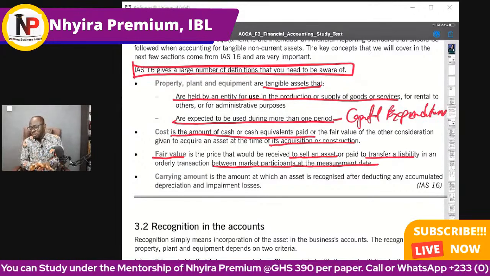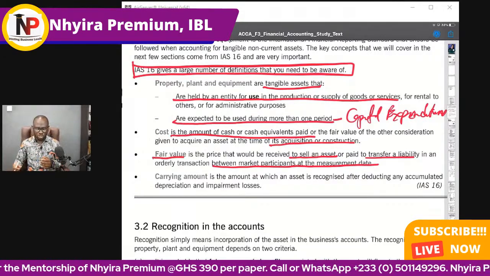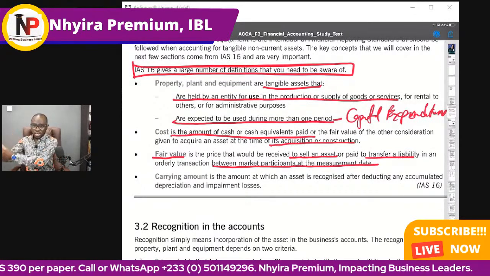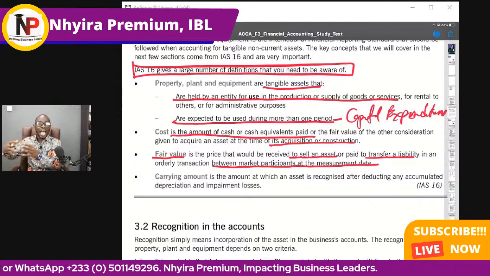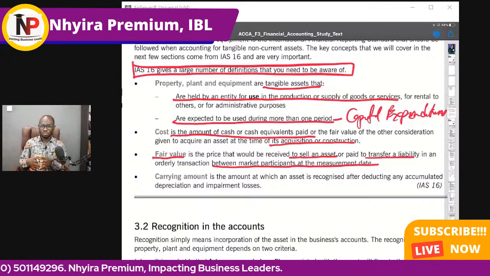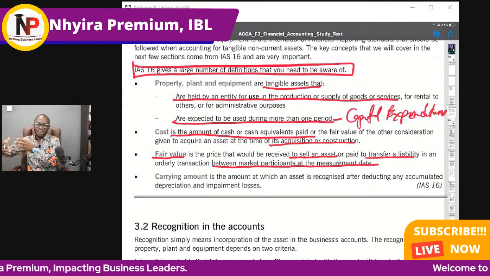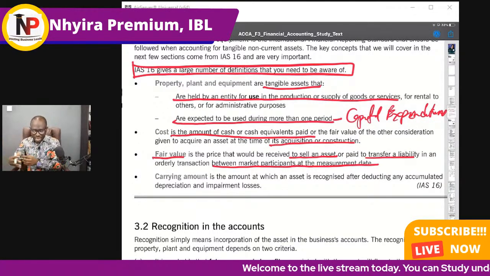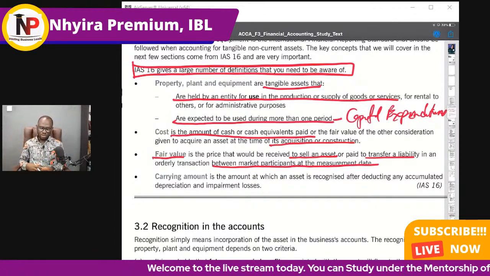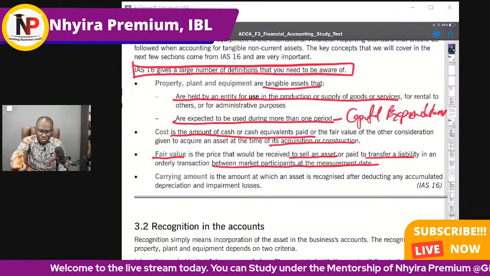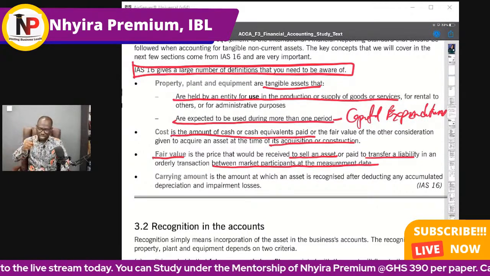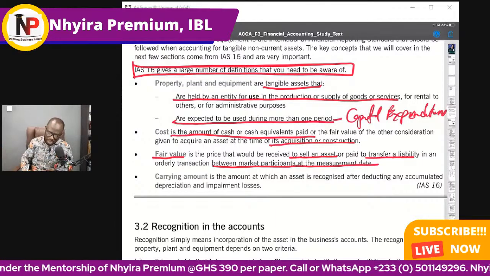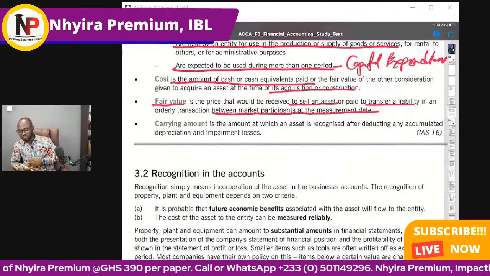Now, you want to be careful about this definition because it is going to be flying around when we are doing IAS 36, Impairment of Assets, and IAS 38, Intangible Assets. Even when we are doing IFRS 9, Financial Instruments, you're going to be seeing fair value a lot. So when we say fair value, we are referring to the price that will be received for selling an asset or paid to settle a liability between market participants at the date of the transaction.